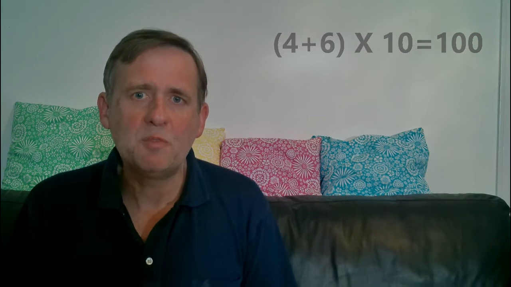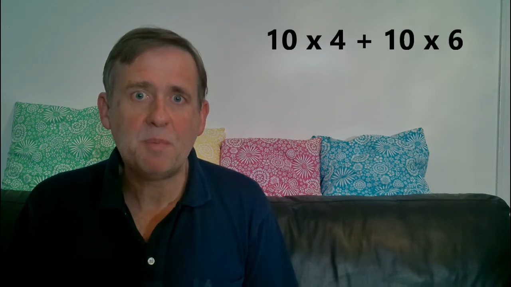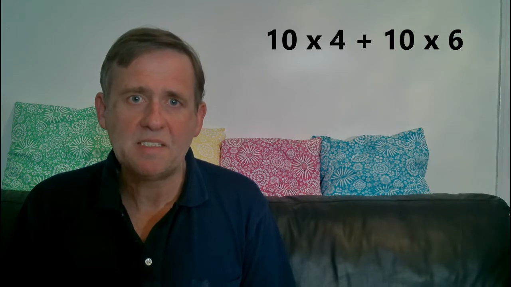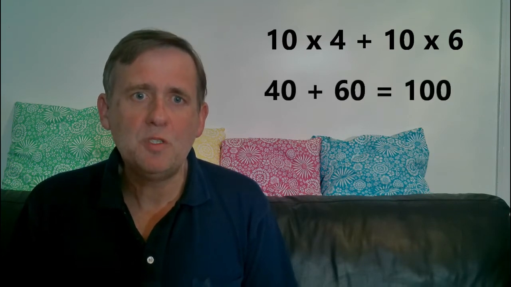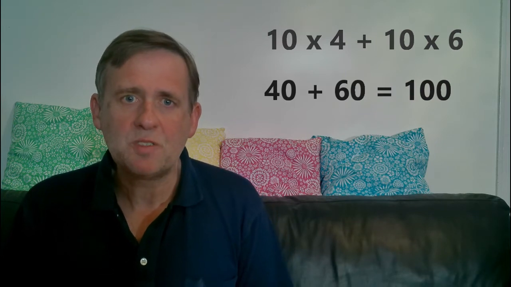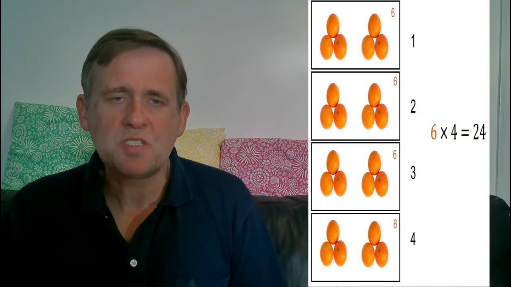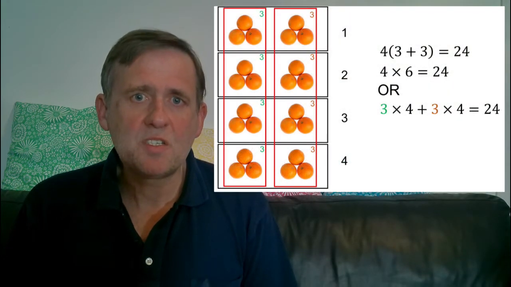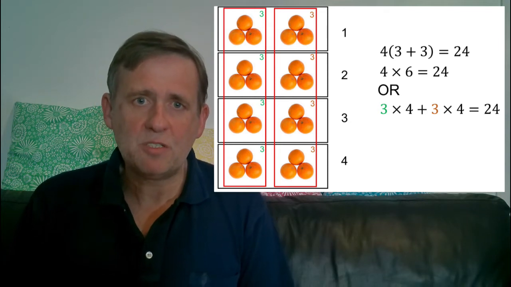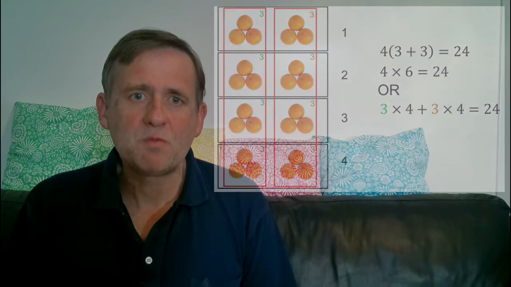However, we can still multiply before adding if we multiply the 6 by 10 first and the 4 by 10 second. We can then add the resultant two new numbers of 60 plus 40 to get 100. We can quickly see why this works with our original diagram of oranges that was used to introduce multiplication. In the diagram, we have 4 sets of 6 oranges, which is 24. However, we can partition each set of 6 oranges into 2 sets of 3. We still have 4 sets, it is just that we now have 4 sets of 3 oranges plus 4 sets of 3 oranges, so we can see quickly how this rule works.